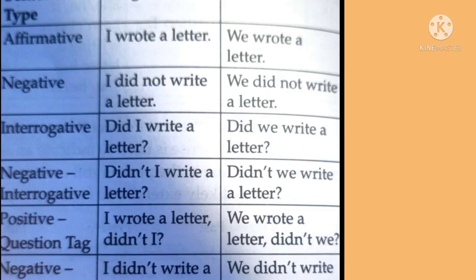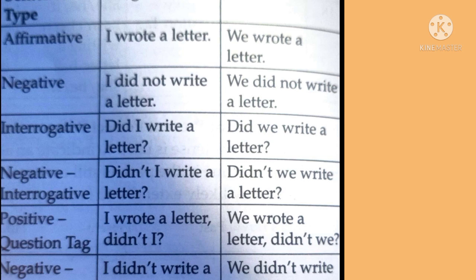Now try to understand this with the help of a few examples. Look at the first example. It's an example of affirmative sentence. I wrote a letter or we wrote a letter. It can also be written as I did write a letter or we did write a letter.